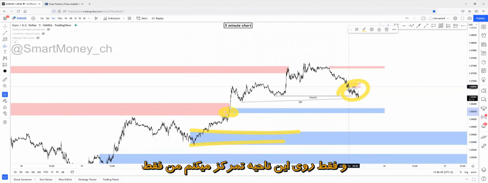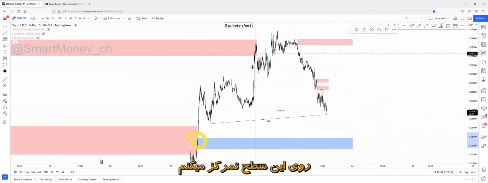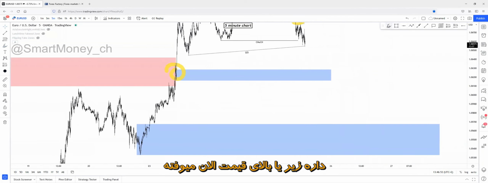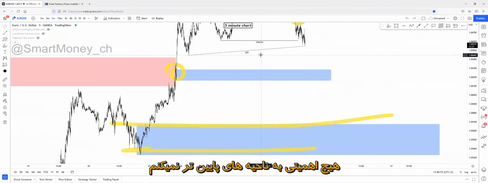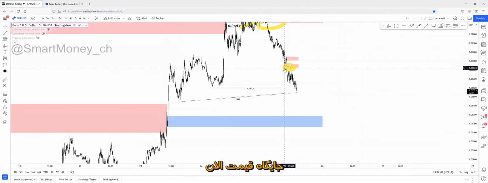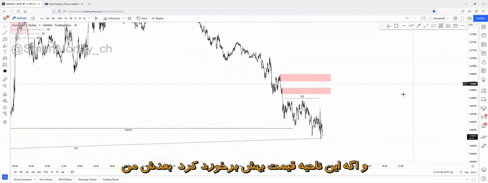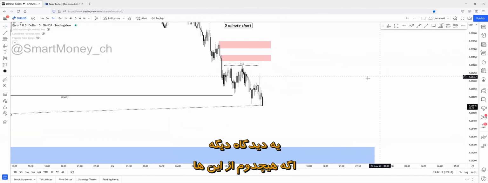I'm only focusing on this zone. I'm only focusing on this zone and this zone and this zone. I don't care about what's happening below or above the current price action. I don't care about these deeper zones. I'm focusing on the current price action. I'm focusing on these zones that I can enter a position in. If this zone is being tapped, then I will enter in a position. Sorry, one more narrative.